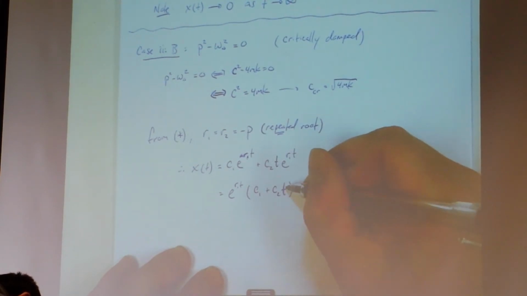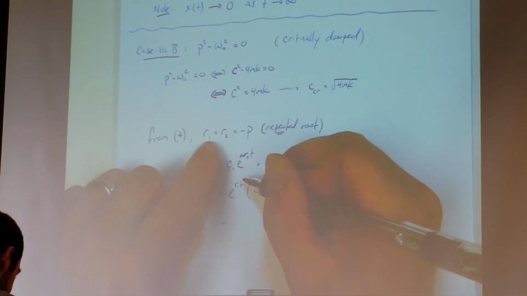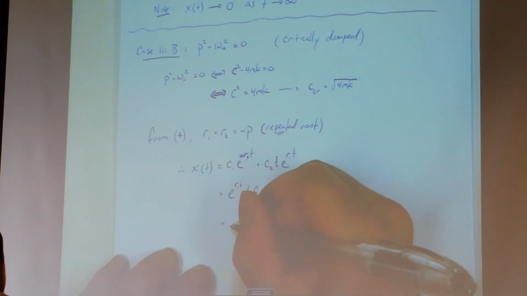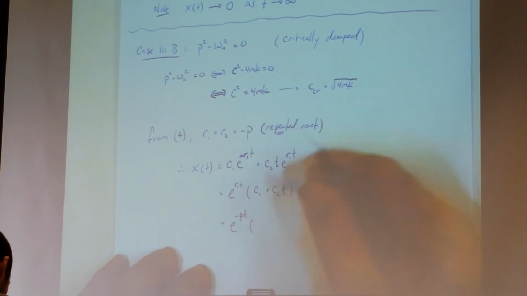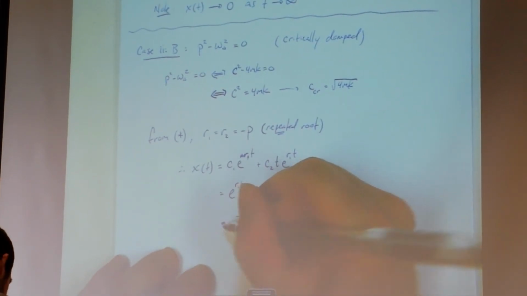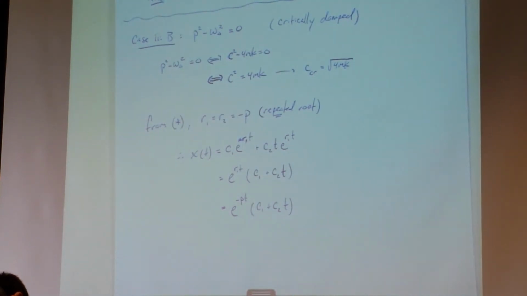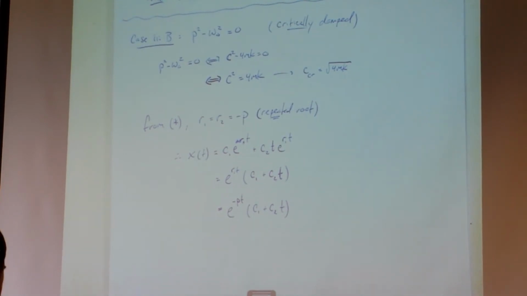That's the linear part. Now, our solution for R1 and R2 both was negative p. So we get e to the negative pt, C1 plus C2t. That's the solution for the critically damped case. So that wasn't too hard to get to. So let's notice a couple things about this, the characteristics of this solution.